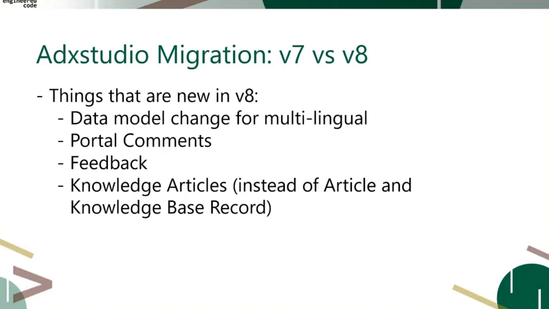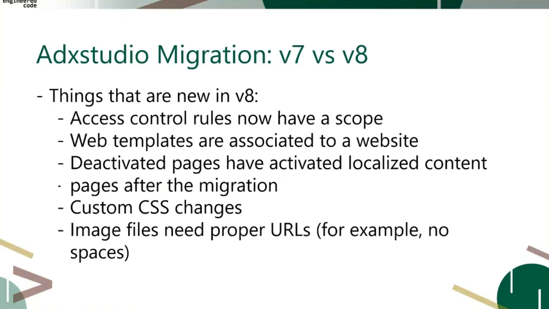A couple other features have been added. Access control rules now have a scope. There are some people using that feature. We don't use that feature a ton, so I won't dive too much into that. Web templates are now associated to a website. So again, if you're upgrading from version 7 to version 8, you just need to make sure that all of your web templates are associated to a website.